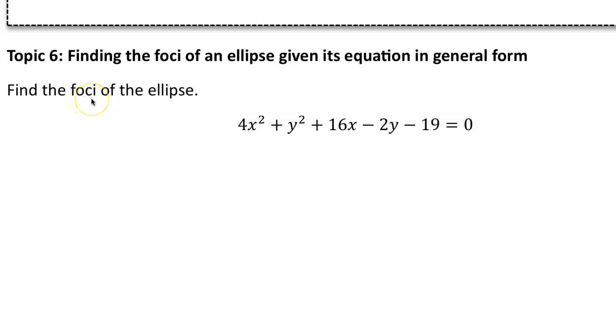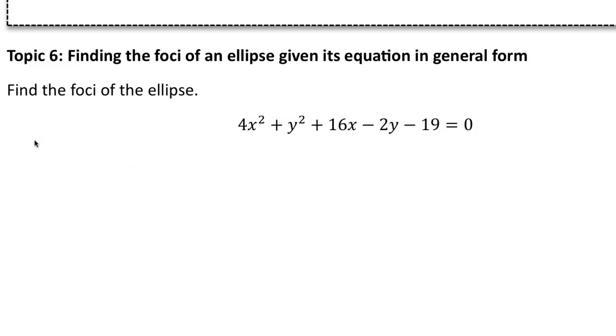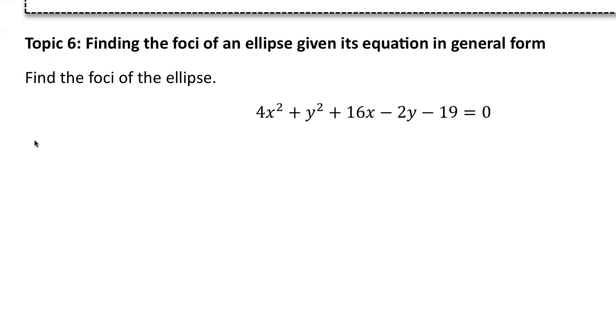And use that c equals square root of b squared minus a squared, or the other way, a squared minus b squared, whichever one is bigger minus whichever one is smaller. So we will have to find the c value and add it to either the x or the y coordinate of the center. That depends on whether we're looking at a vertical major axis or horizontal major axis case. This one is the hardest problem, really, out of these 6 topics that you are doing for your homework this week from this section.